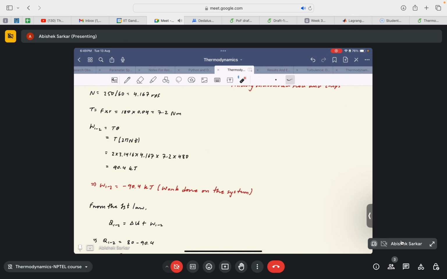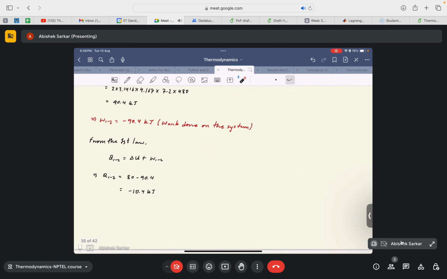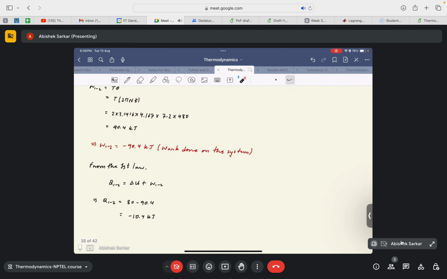Okay, why minus? Because the work is done on the system by the tool. Now from the first law of thermodynamics, we know that Q1 to 2 is equal to delta U plus W1 to 2. In the question itself, it was given that the net change in the internal energy is 80, that is, the internal energy of the system has increased. So delta U is 80 and the work done from 1 to 2 was minus 90.4. Once you do the calculation, you get that Q1 to 2 is minus 10.4 kilojoules.